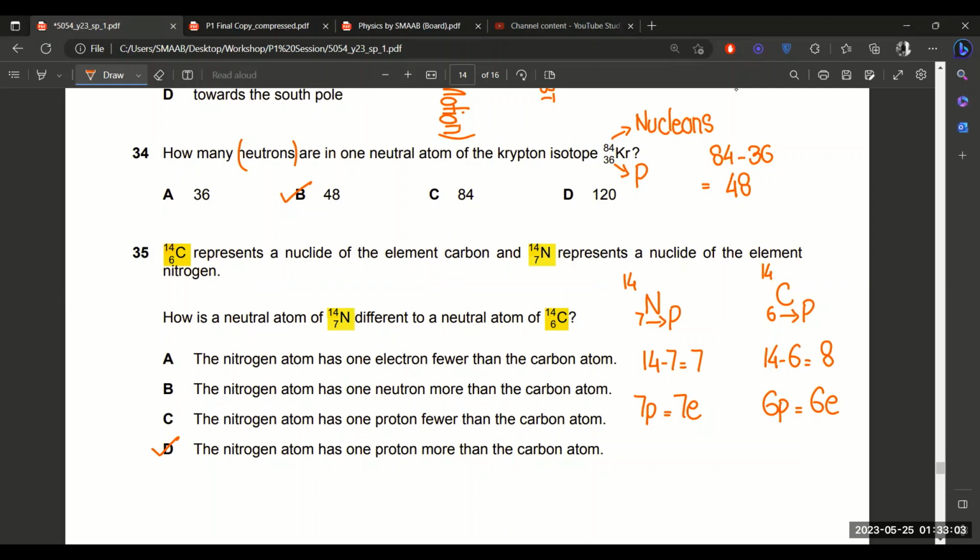So that's why the nitrogen has one proton more than the carbon atom, because we know that the number of protons is different, and nitrogen has one proton greater as compared to the carbon. Because the number of nucleons is the same, it means the number of neutrons is the same, and the number of protons is different. So D is the right choice.